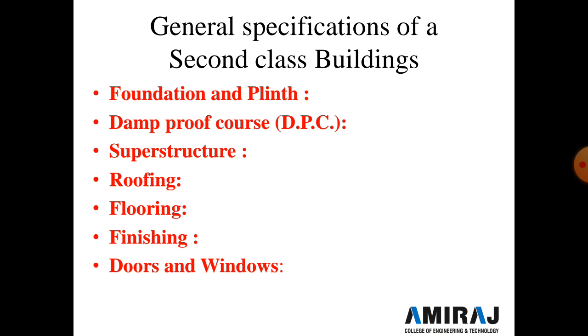And fourth is roofing. So for a second class building, roofing shall be reinforced brickwork with a 7.5 centimeter lime concrete terrace above the veranda. Roof may be of AC sheets or Allahabad tiles are generally used. And in flooring, the flooring shall be 2.5 centimeter cement concrete over the 7.5 centimeter lime concrete is required.